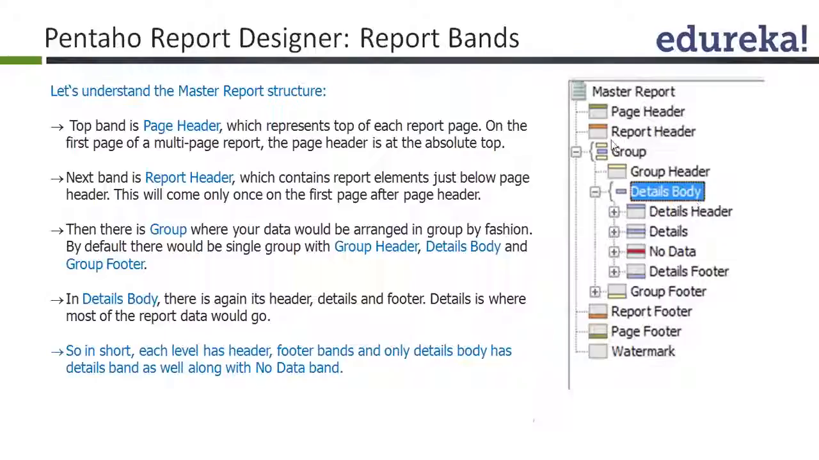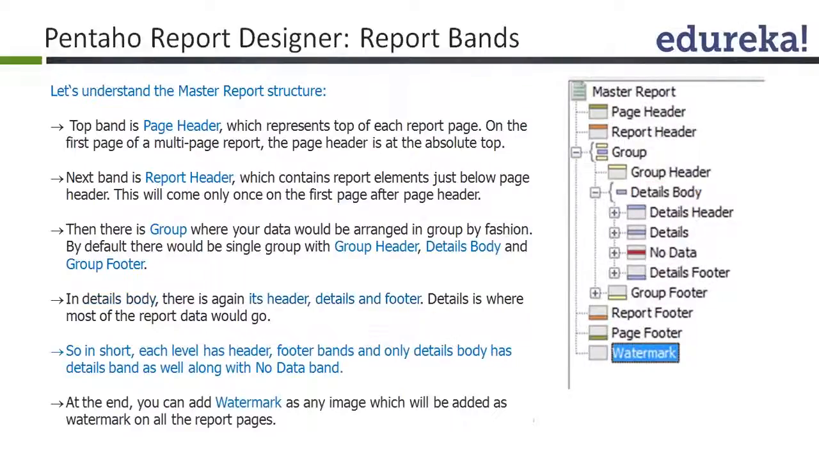So this is common for each of the default elements, what we can say are page, report, group and details. These four elements will have a header and footer. So like page header, page footer, report header, report footer, group header, group footer, and details header, details footer. Each of these four types will have details as well. Watermark is the one.